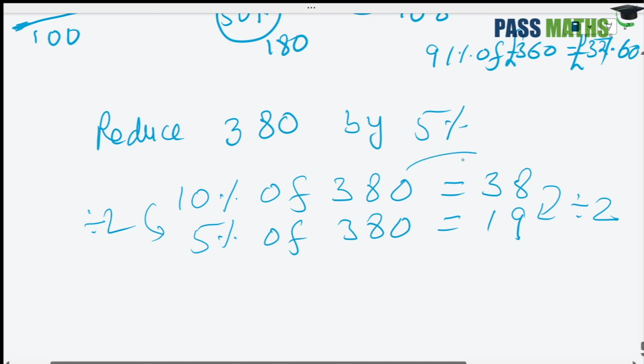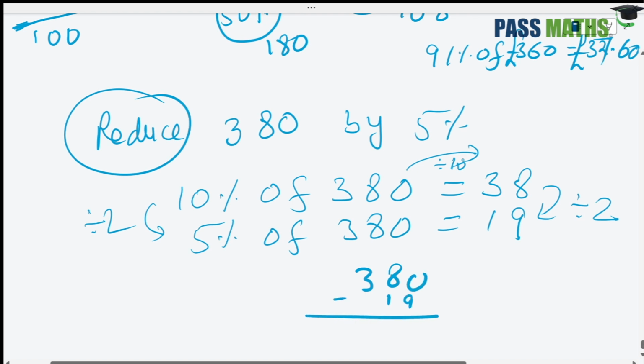Here you divide by 10. 10%, 10 out of 100. Then because it's reduced, if we're reducing it, we're making it smaller. So 380 take away 19. 10 take away 9 is 1. Then 7 take away 1 is 6. So 361 will be your answer.